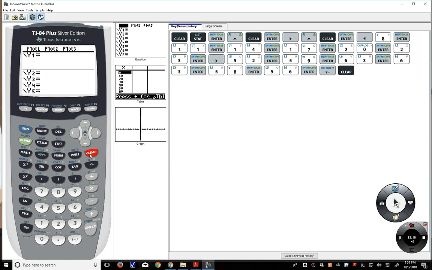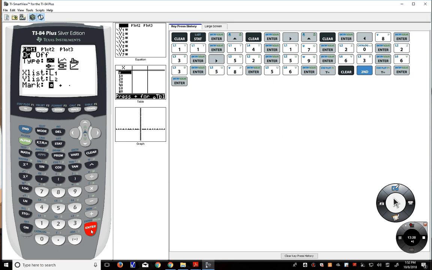Now I want to turn on the scatter plot. Remember how to do that. It's all up here at stat plot. So I'm going to go second and then y equals. I need to go inside one of these and turn it on. And I need to make sure it's set for the scatter plot and the appropriate lists. Okay?